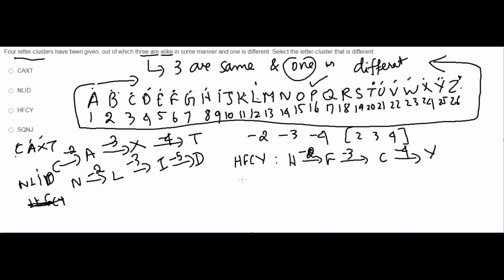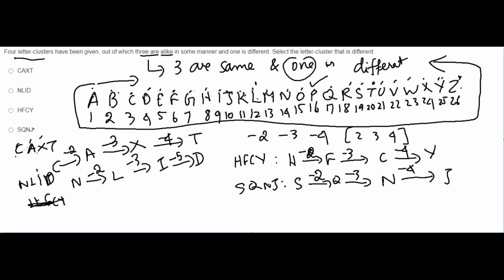So HFCY is over. Then the next one is SQNJ. S to Q, how much are you getting? This is S, right? 1, 2. So if you come back 2, you will get Q. Then from Q to N: 1, 2, 3. If you come back 3, you will get N. Then from N to J: 1, 2, 3, 4. If you come back 4, you get J.